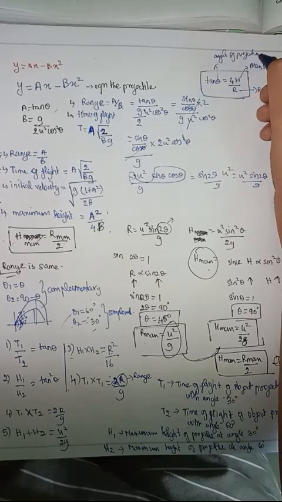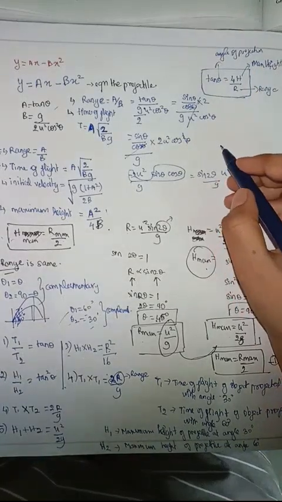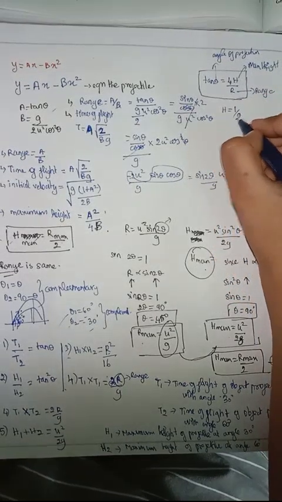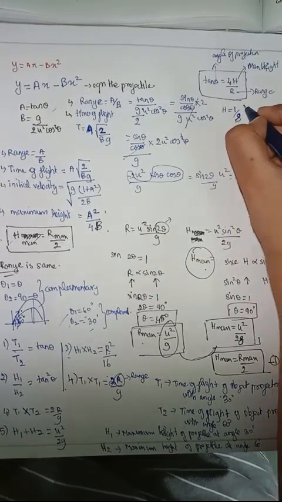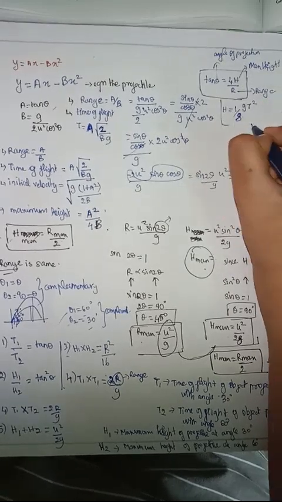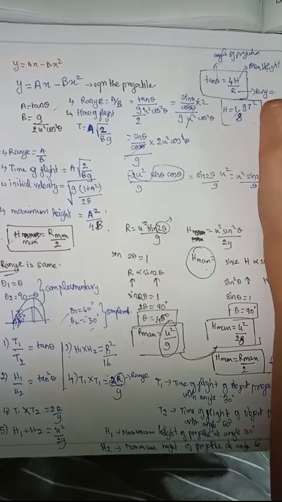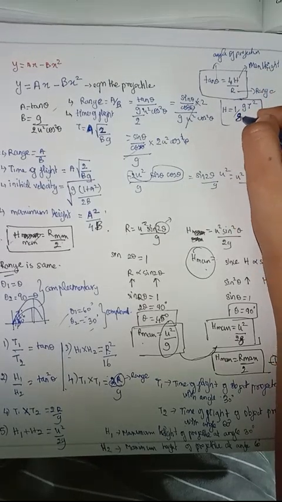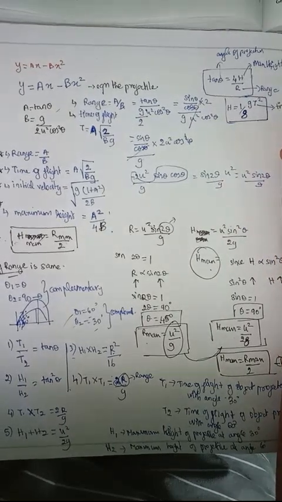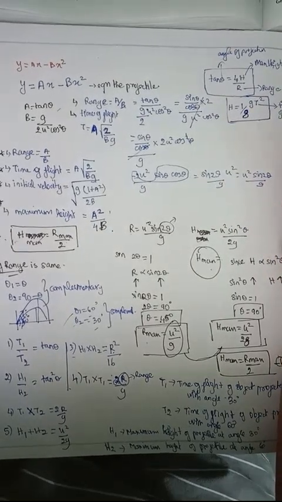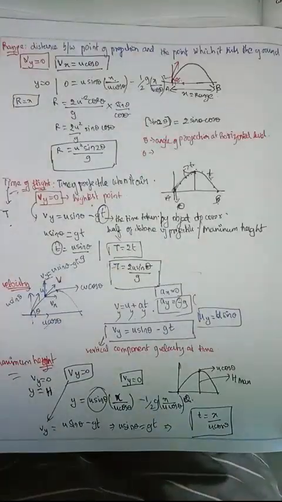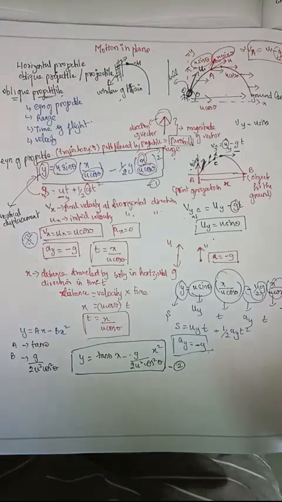Another important relation is h equal to 1 by 8 g t square, where t represents the time of flight. In terms of time of flight we can consider 1 by 8 g t square. Here t represents the time of flight. These are the concepts I have covered in motion in a plane under oblique projectile.